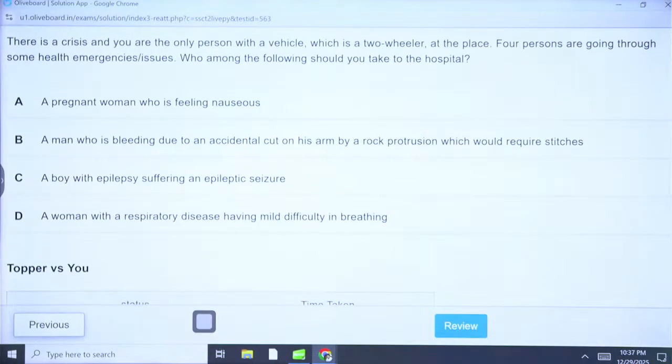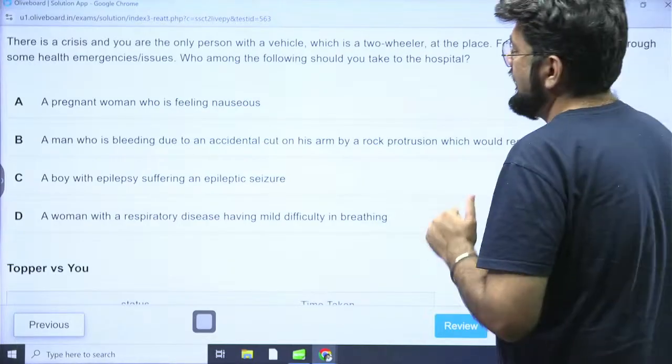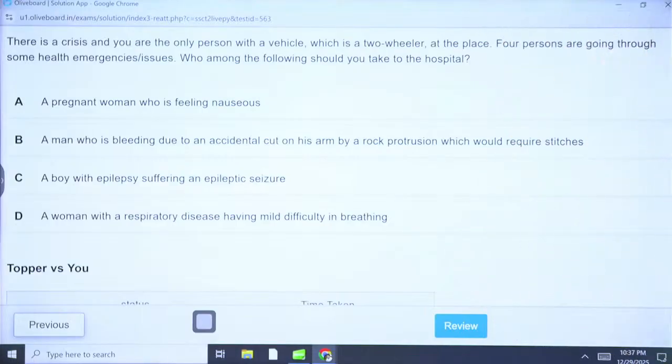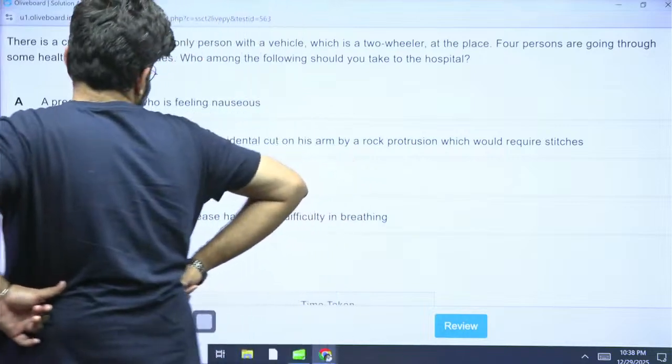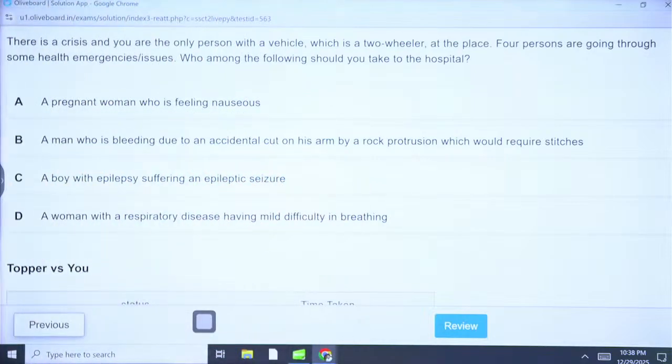Okay, let's look at this one. There is a crisis and you are the only person with a vehicle, which is a two-wheeler, at the place. Four persons are going through some health emergencies. Who among the following should you take to the hospital? A pregnant woman who is feeling nauseous, a man who is bleeding due to an accidental cut on his arm by a rock protrusion which would require stitches, a boy with epilepsy suffering an epileptic seizure, and a woman with a respiratory disease having a mild difficulty in breathing.